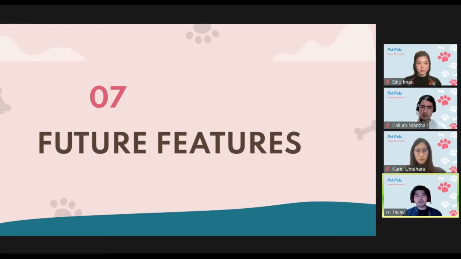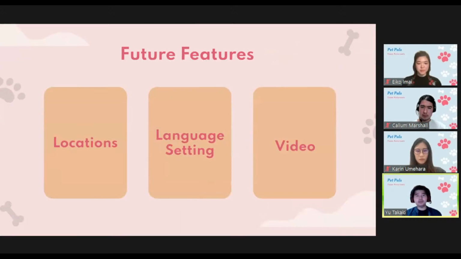Before we finish, we'd like to discuss the future features we think would improve our app. First, we want to incorporate location mapping to make it easier for users to connect with each other. Second, we wanted language settings to make PetPals more localized. Finally, we wanted video uploads so that owners can bring their pets to life and carers can show they had fun with the pets.